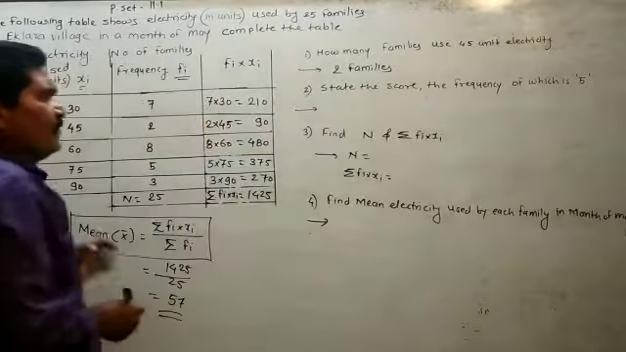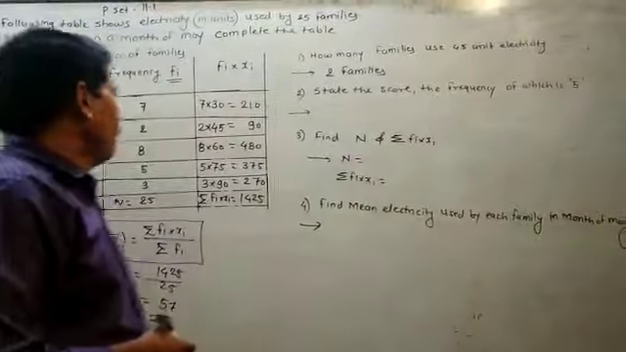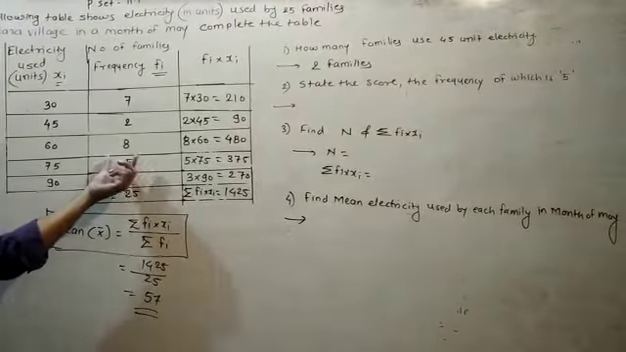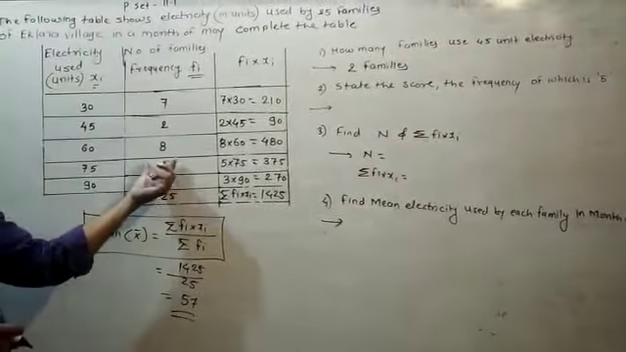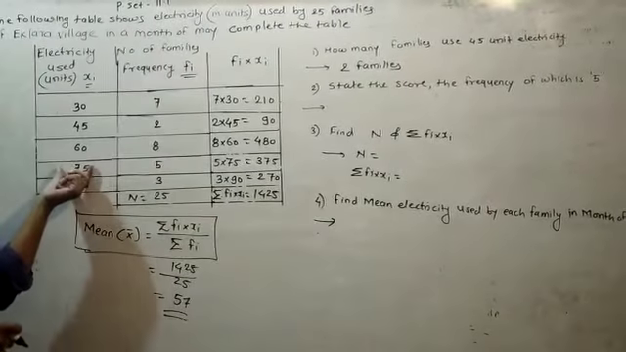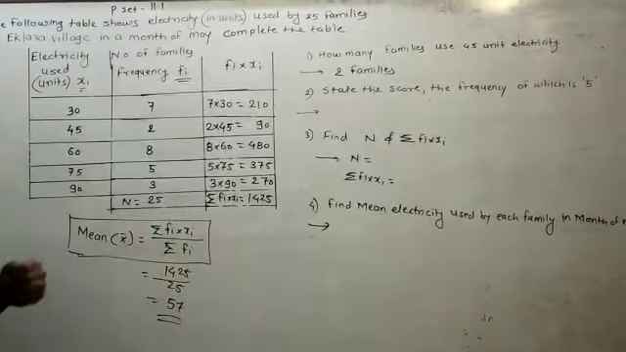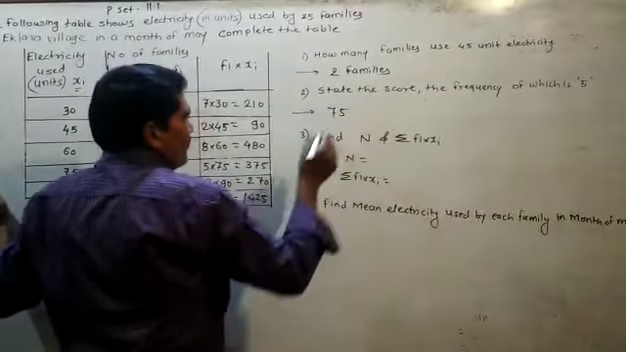Then, state the score whose frequency is 5. Frequency of which is 5 means these 5 families use how many units? These 75 units, means the score of the 5 families is 75. So I will write 75.